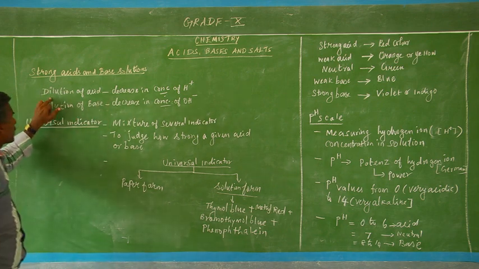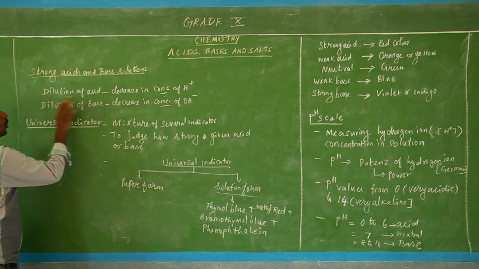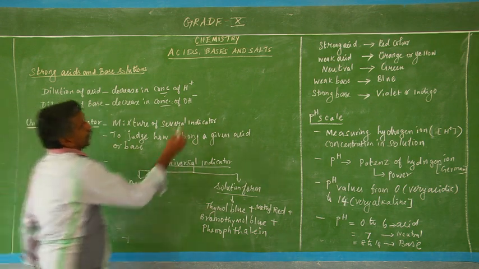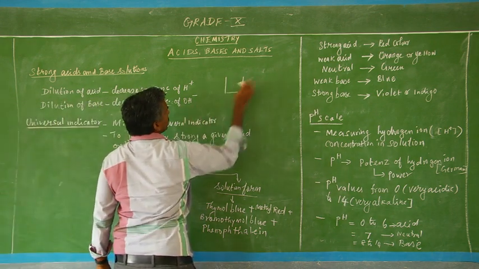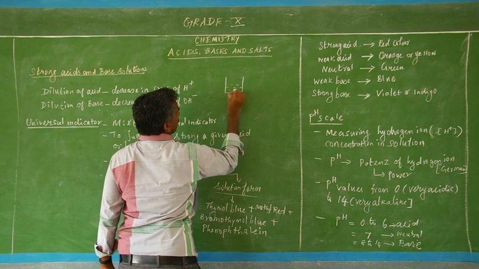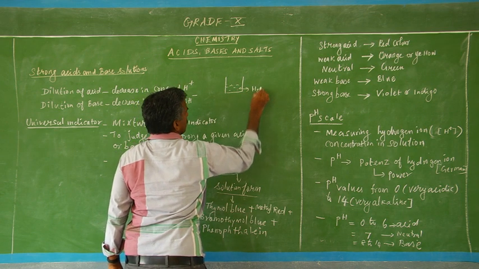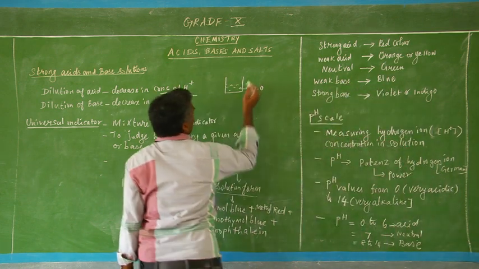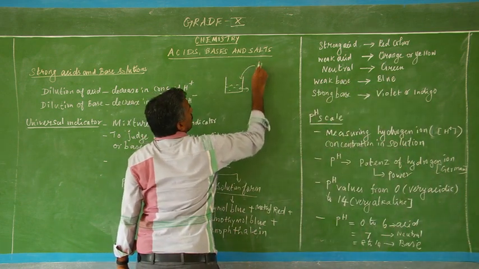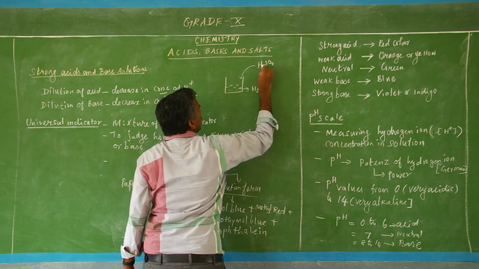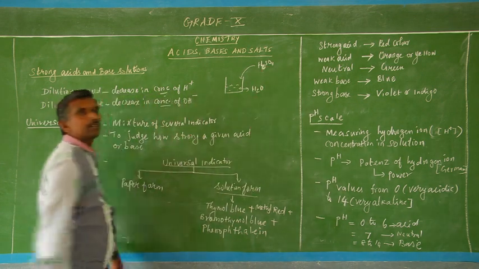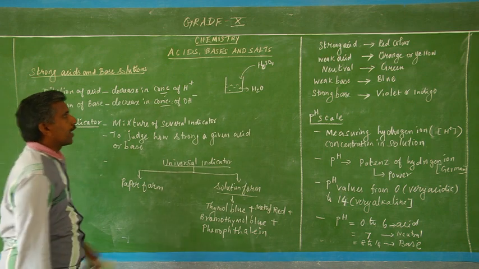In the previous class we were studying the dilution of acid. Dilution of acids: you take one beaker and fill it with water, H2O. Add sulfuric acid drop by drop, or any strong acid. This is the dilution of acid.